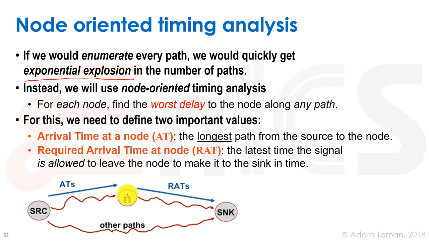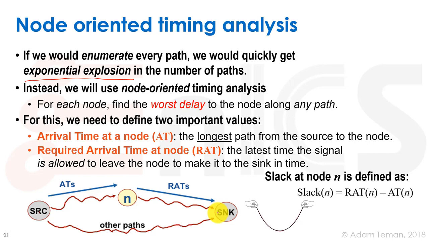Okay, then we have the required arrival time at a node, or the required time, often called the RAT. So this is the latest time that the signal is allowed to leave the node and make it to the sink on time. And our slack is defined as the required time minus the arrival time. This, of course, is for a setup delay. So the required time is similar to the capture time, minus the arrival time, which is how long it took to get there, so the delay of the launch path.